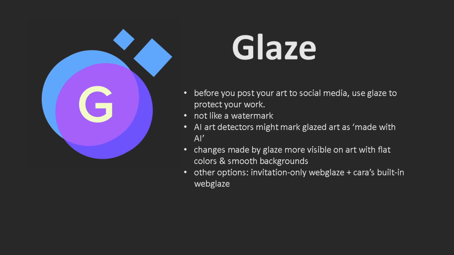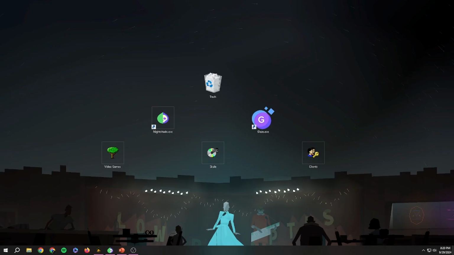When you put Glaze or Nightshade on your art, it may be marked as made with AI by AI art detectors. Changes made by Glaze are more visible in art with flat colors and smooth backgrounds. Web Glaze is available if you do not have a system that can run Glaze, but it is invitation only. Cara has a built-in Web Glaze feature for people who are using the platform, but it's down right now. It'll go back up eventually, I'm sure. Anyways, let's get started with Glaze.